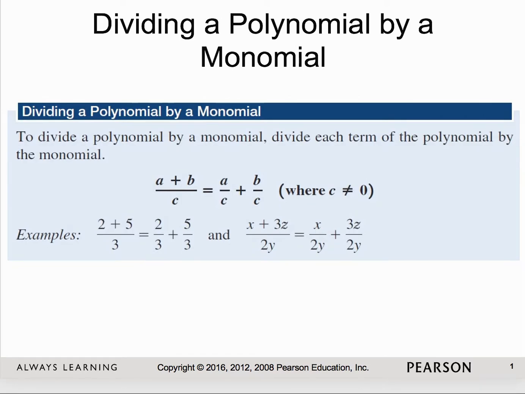If you're dividing by a monomial with one term, then you can just separate and divide each term individually, right? So if I had 2 plus 5 divided by 3, I could separate it and just do the 2 divided by 3, 5 divided by 3. X divided by 2y, 3z divided by 2y. And then if you have fractions or anything that can simplify, you simplify it, you've done the division.